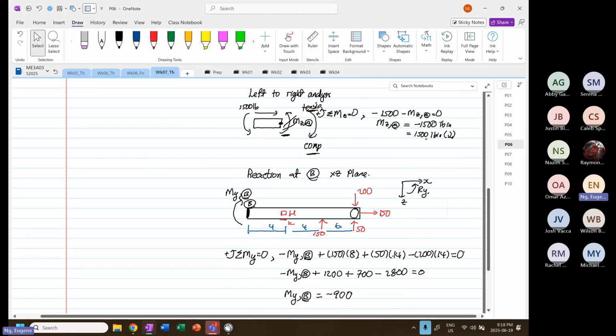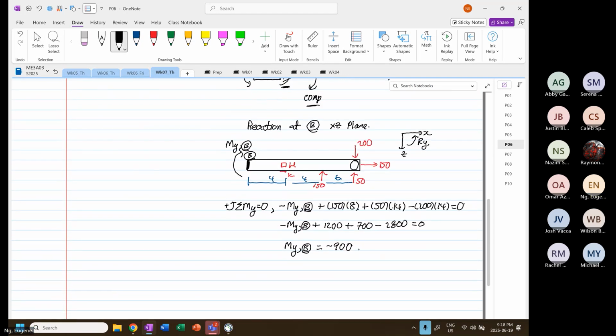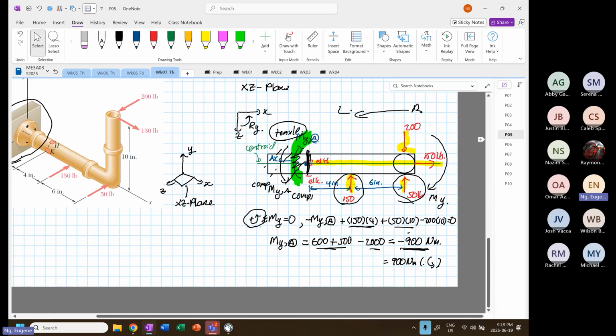900, are we in newtons or pound inch, right? So the minus means the assumption is wrong. This is the valid direction. So this is your valid MY at point B. You know that MY at point B will be coming down this way. Over here will be compression. Down here will be what? Tensile. Once again, we are going to use this value, and this value looks familiar because from the previous stage we calculated this is equal to 900.